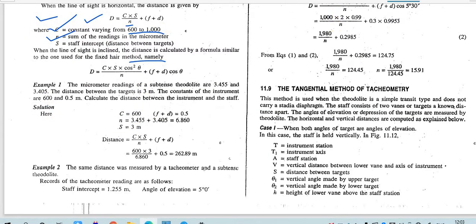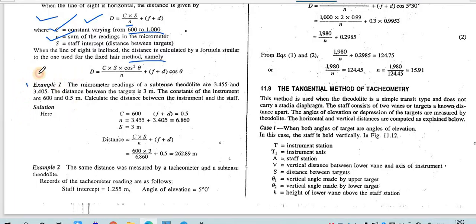In your university exam, mostly the questions are asked related to the fixed hair method and the tangential method, but the movable hair method is generally not asked because these questions are very simple. But you need to know how it is calculated.